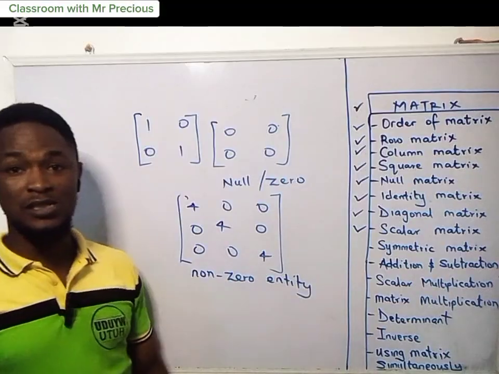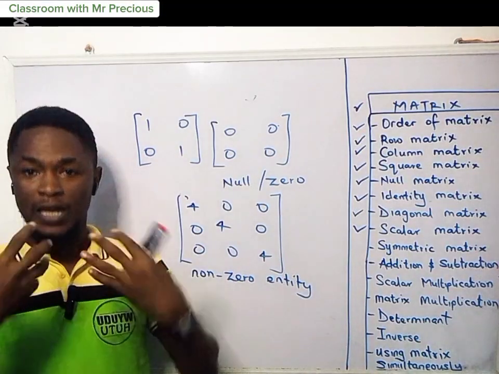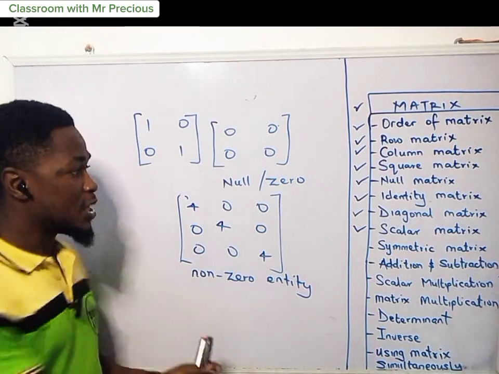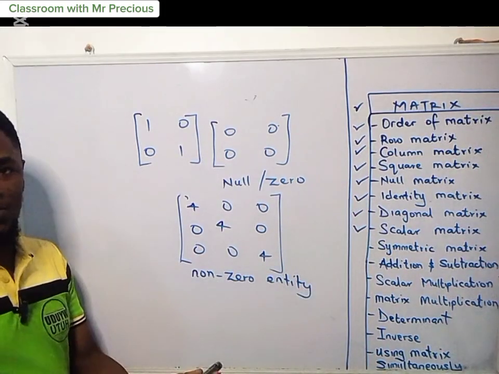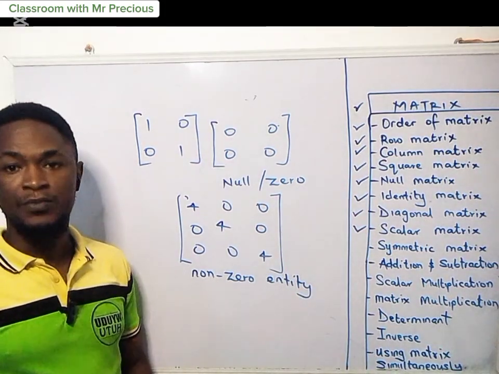So a diagonal matrix is one where the diagonal has non-zero entries. So these three are alike, but they are not the same.